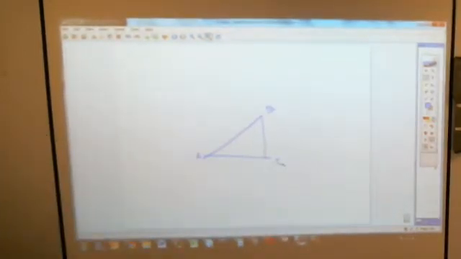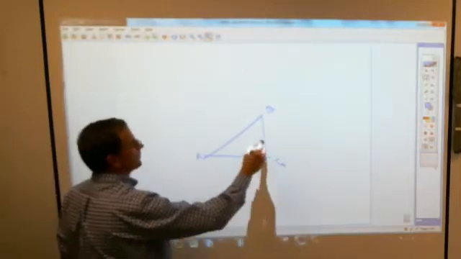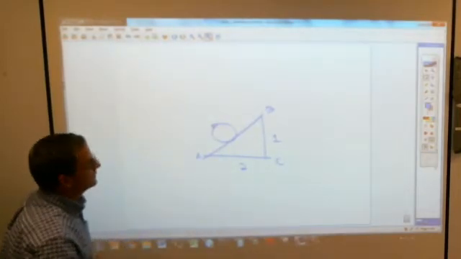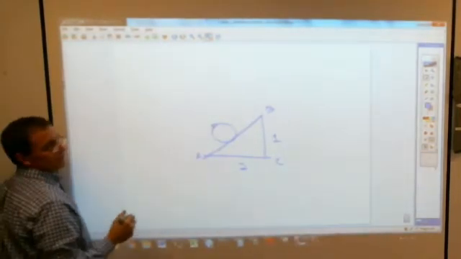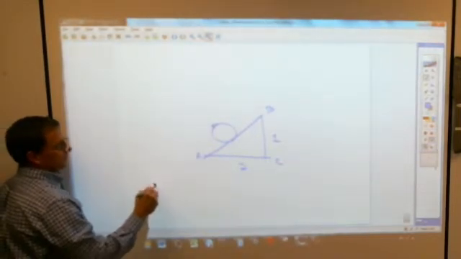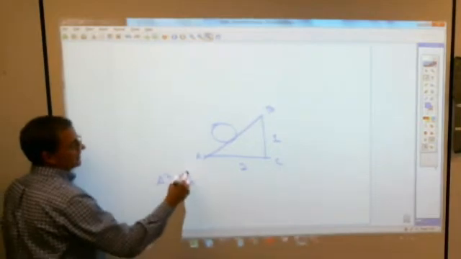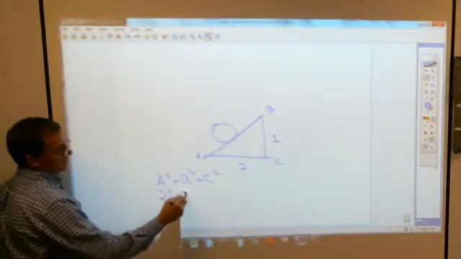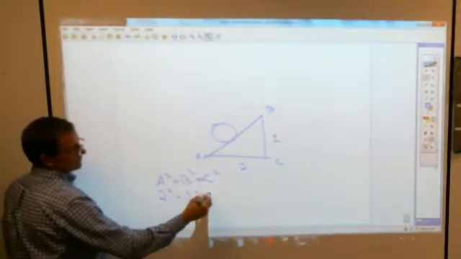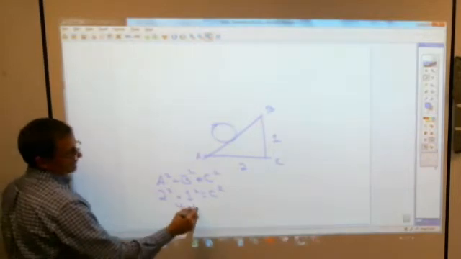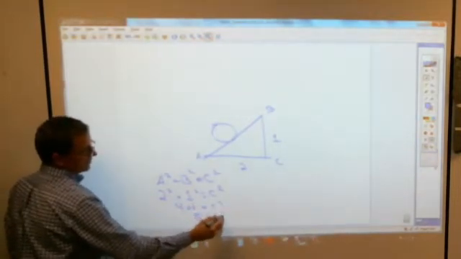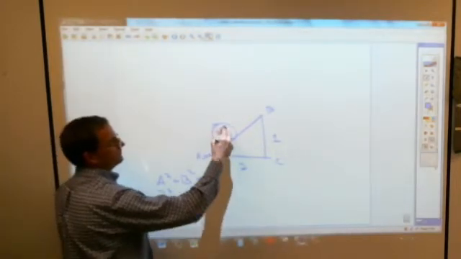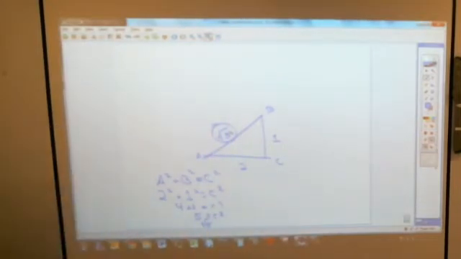The sides are 1, 2, and we don't know what this one is. How are we going to figure that out? It's not a triple, so you're actually going to have to do it. Never assume anything, Evelyn. A squared plus B squared equals C squared. 2 squared plus 1 squared equals C squared. 4 plus 1 equals C squared. 5 equals C squared, so C equals the square root of 5. So this is the square root of 5.